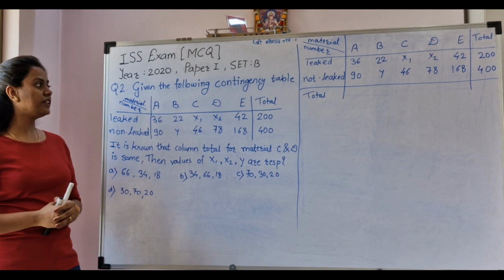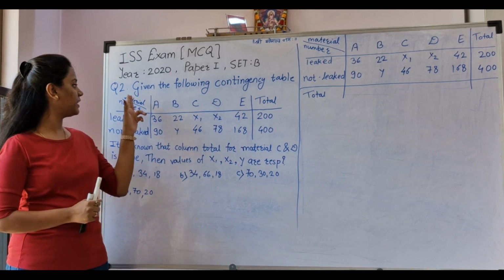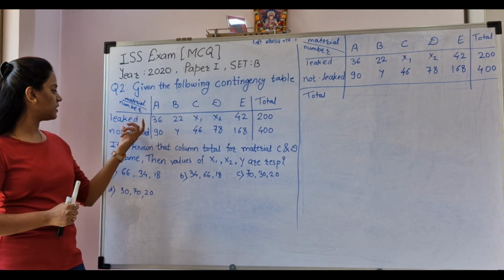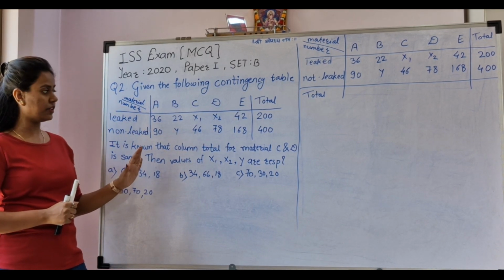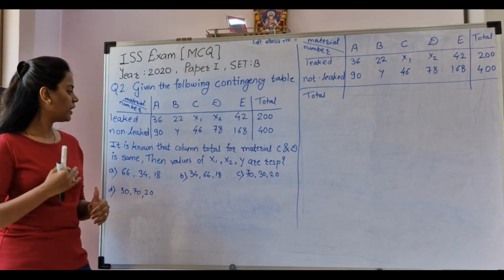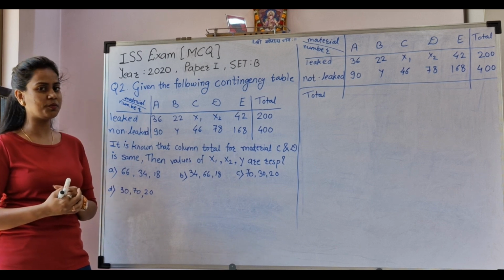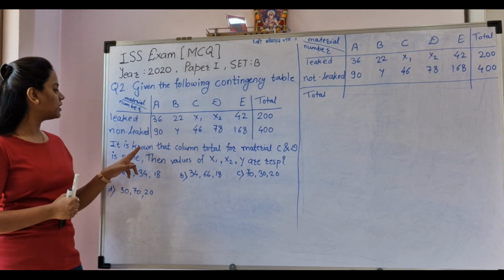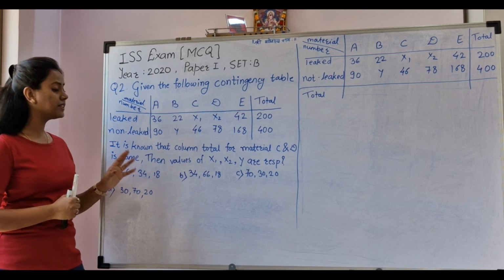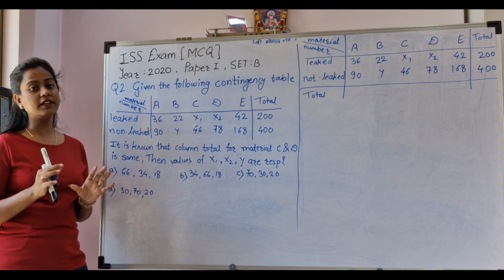Question 2 is: given the following contingency table. In this contingency table, 5 materials are given: A, B, C, D and E, and their numbers, either lit or not lit, are given. Also, for every row the total is given, and with this contingency table some additional information is also provided. It is known that the column total for material C and D is the same. Then the values of x1, x2, y are respectively.